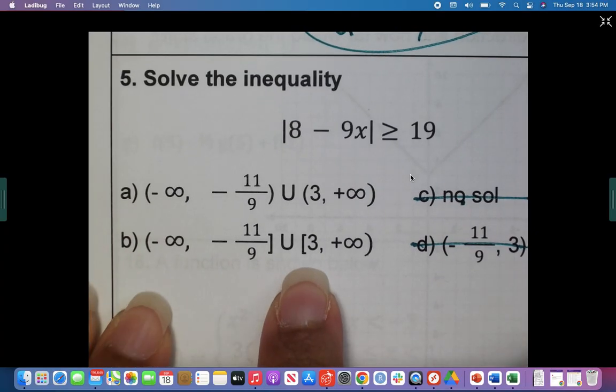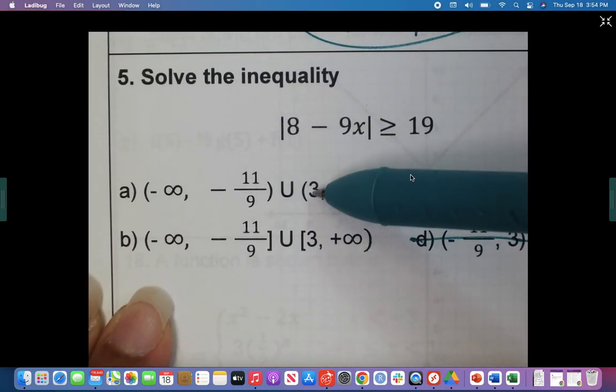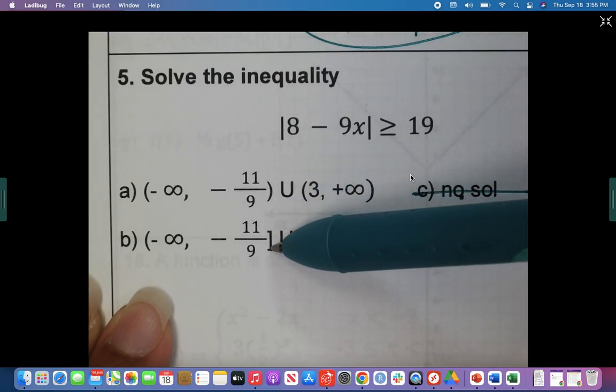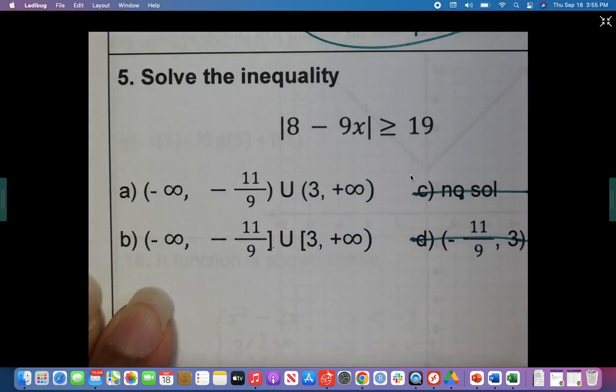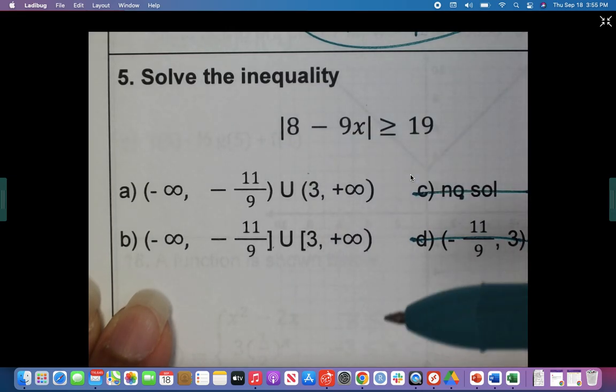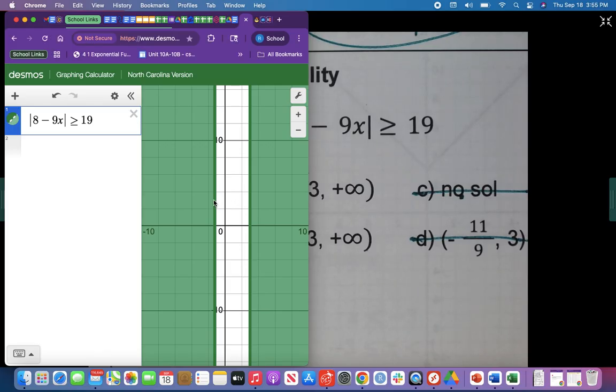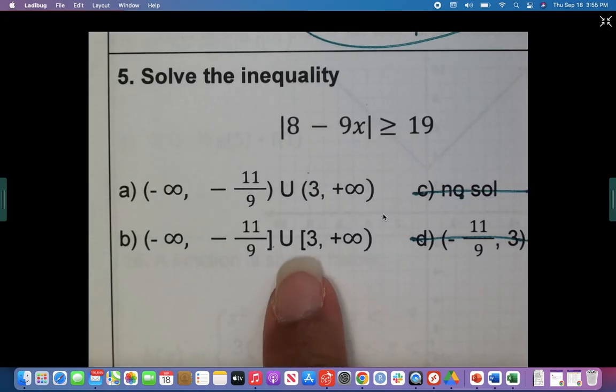Now if you look at these two, the numbers are exactly the same. The only difference is I've got parentheses on this one and brackets on this one. So make sure you know if your endpoints are supposed to be included, which would mean you use brackets, or excluded, which means you would use parentheses. If we go back to our graph, these are solid lines, so that means our values are included. Remember, solid lines would be solid dots, which means they're included. So included is brackets.